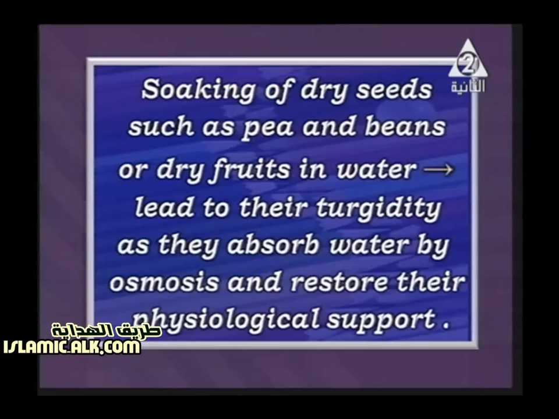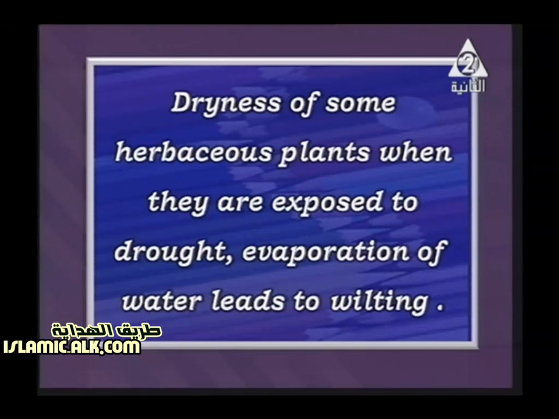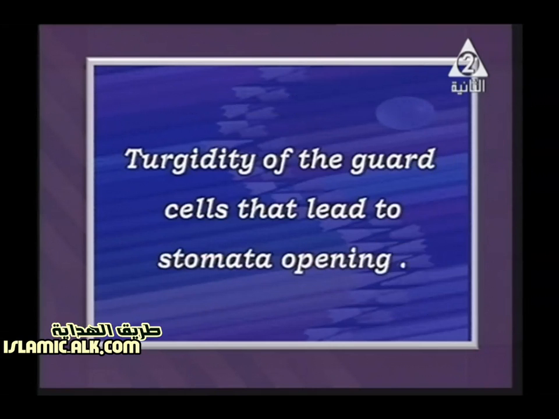The second example is absolutely contradictory to the first one. It is the dryness of some herbaceous plants, or some plants that live in the desert, for example. When they are exposed to drought or evaporation of water and lose most of their water, they become wilted. Wilted means what? To lose their water. And finally, we have another example: turgidity of the guard cells that leads to stomata opening.